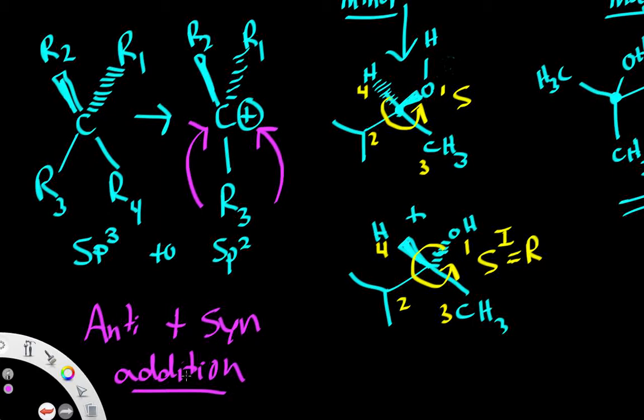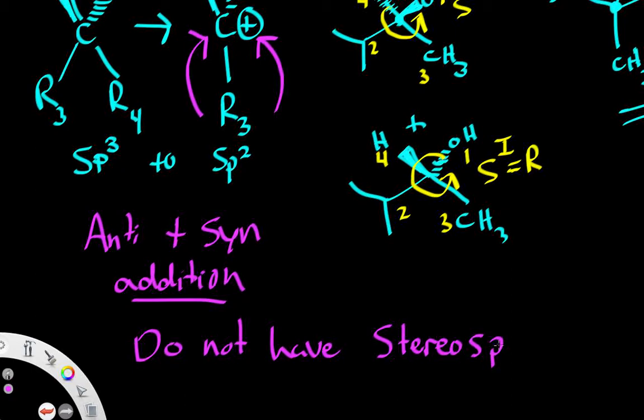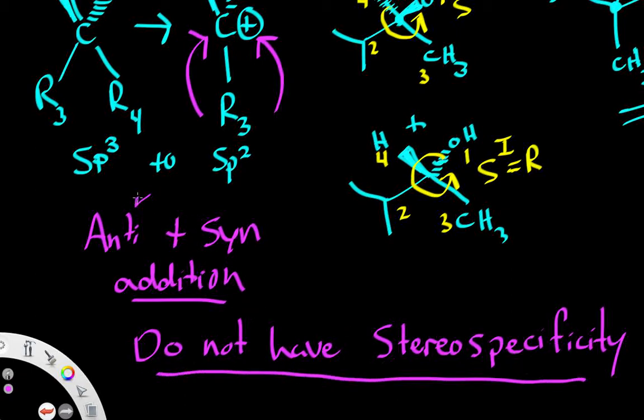Addition because we are working with an addition reaction. And that also suggests that we do not have stereoselectivity or specificity. Because we have both anti and syn addition due to that carbocation being able to serve as an electrophile from either direction of the flat molecule. And so that is why we end up with syn and anti addition.